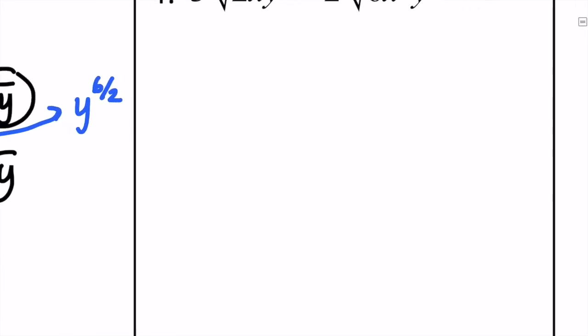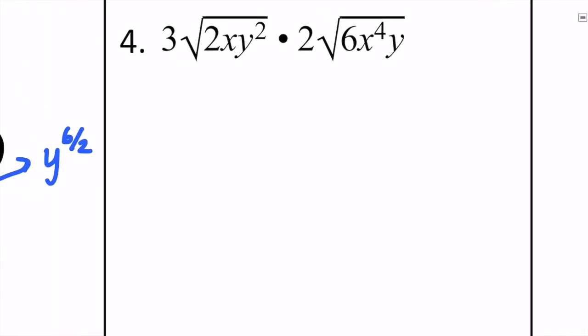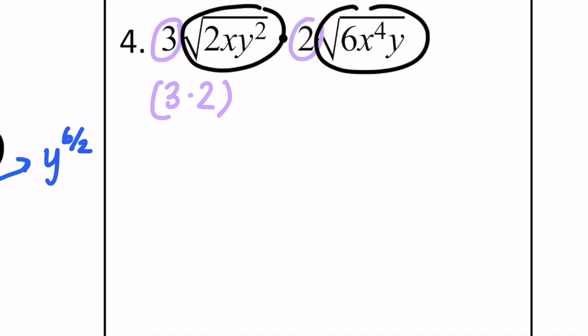For number 4, I have some similar to the last problem, except the first thing I want to do here is combine my roots and combine my constants on the outside, or my coefficients. So I'm going to multiply what's on the outside, 3 times 2, and then I'm going to multiply what's inside it together. So I'm going to have 3 times 2 times the square root of, I have 2 times 6, which is 12, x times x to the 4th power, which is x to the 5th power, and y squared times y, which is y cubed.